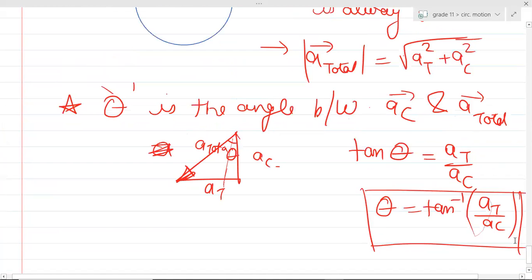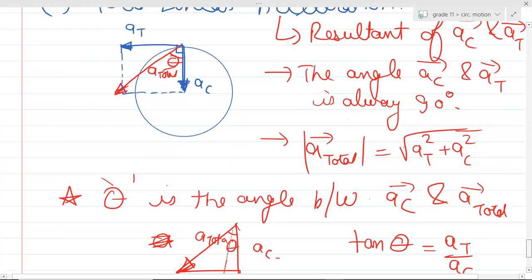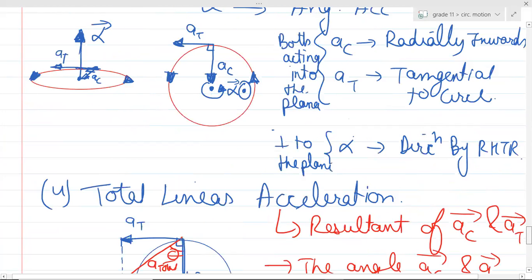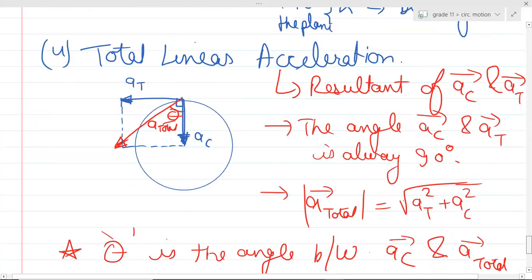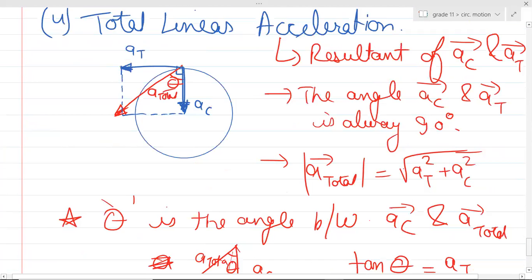So in the last class, guys, we discussed the centripetal acceleration, the tangential acceleration, and the total linear acceleration. What was the total linear acceleration? It was basically the resultant of the AC vector and the AT vector. Please remember, where only the AC vector is acting, it will be a uniform circular motion, and where the AT vector is acting, it will be a non-uniform circular motion. It will be either accelerating or decelerating.